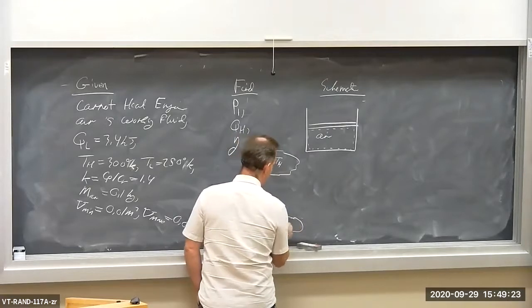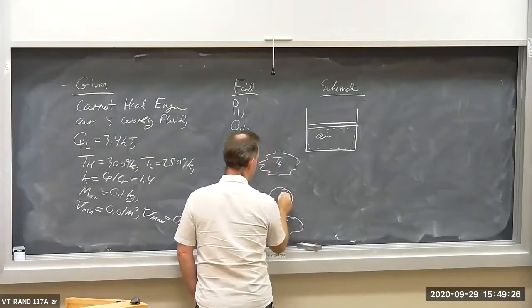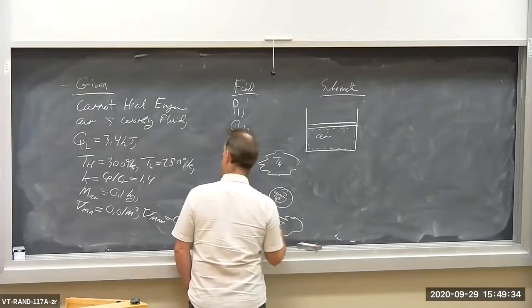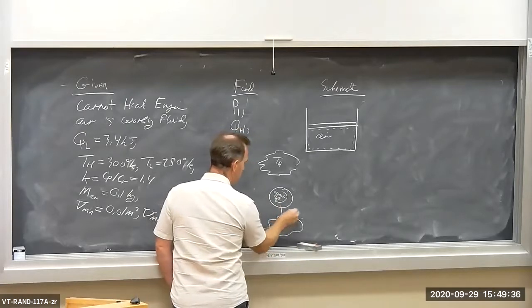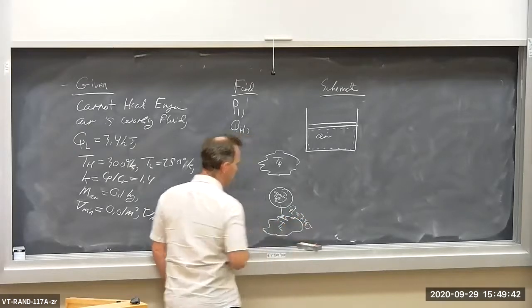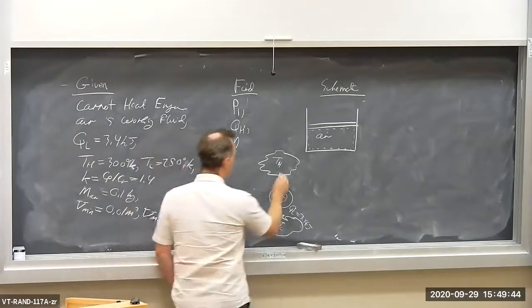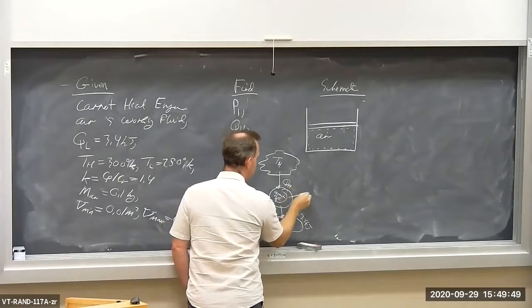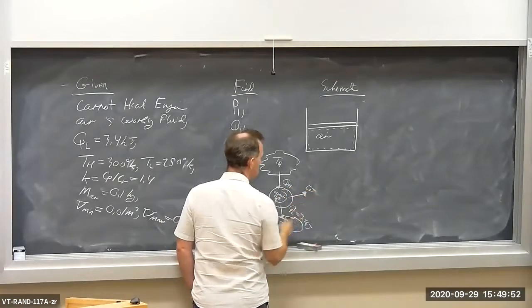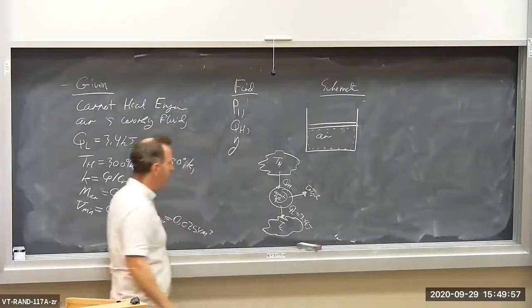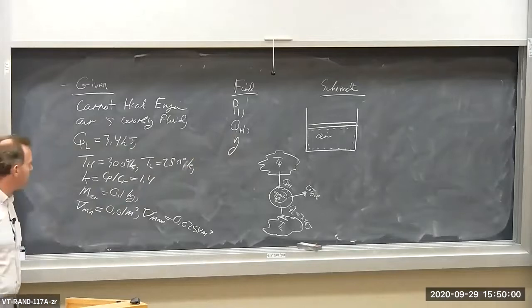Here's our low temperature reservoir. Here's our Carnot heat engine. It is rejecting heat to the low temperature reservoir, QL, equal to 3.4 kilojoules. Of course, it receives energy from the high temperature reservoir to produce a certain amount of work over the cycle. I'm going to put a subscript cycle there. You probably should do that too.